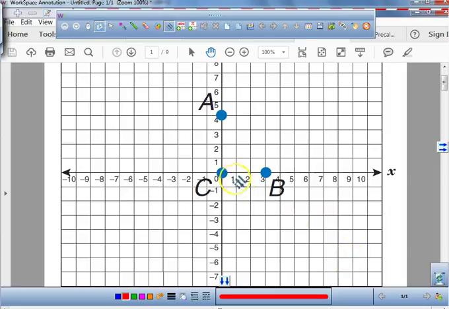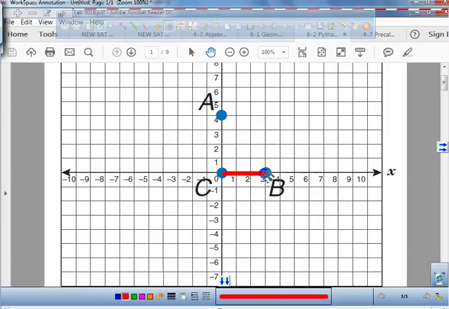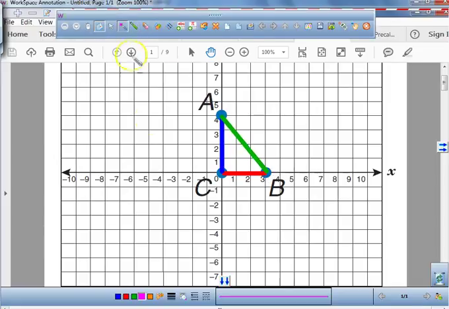The very first thing that I would like you to do is carefully draw a line segment from B to C. I'm doing it in red. Then A to C, I'm going to be doing in blue. And last but not least, from A to B, I'm doing in green. After you do that, you'll notice that we have created what's called a right triangle. All right? We have a right triangle.